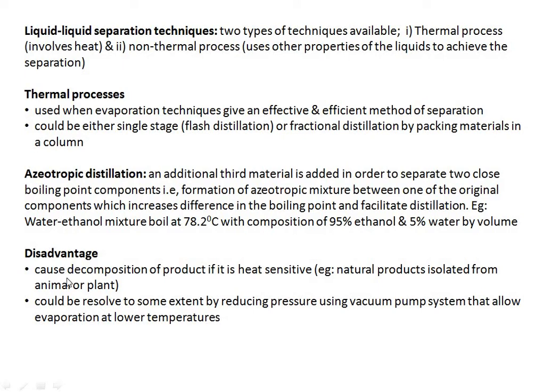Now some disadvantages are also associated with thermal processes, because many active ingredients could be heat sensitive. Especially natural products isolated from animals or plants are temperature sensitive, so they can decompose at higher temperature. So this is a disadvantage of thermal processes in the case of heat sensitive ingredients. However, this problem could be resolved by reducing pressure using a vacuum pump system that allows evaporation at lower temperature. Here, in the case of sensitive ingredients, we can reduce pressure so evaporation can take place at lower temperature, and we could save the active ingredient from higher temperature.